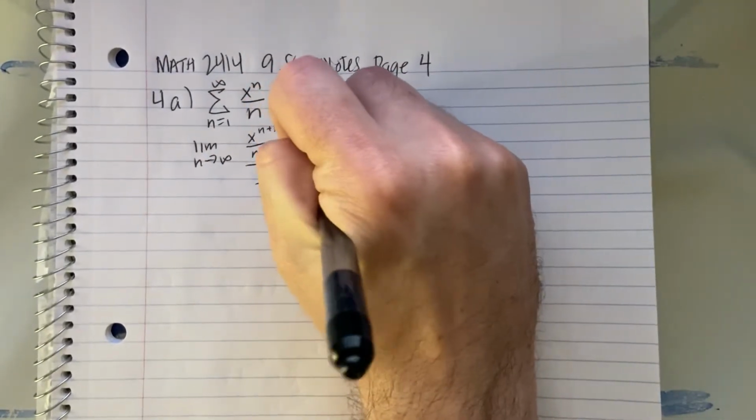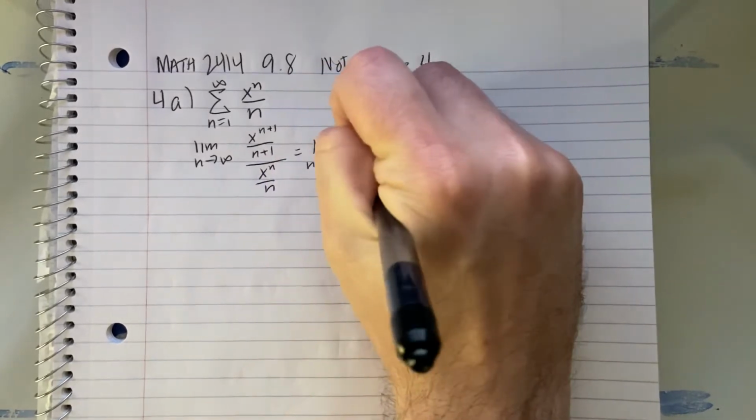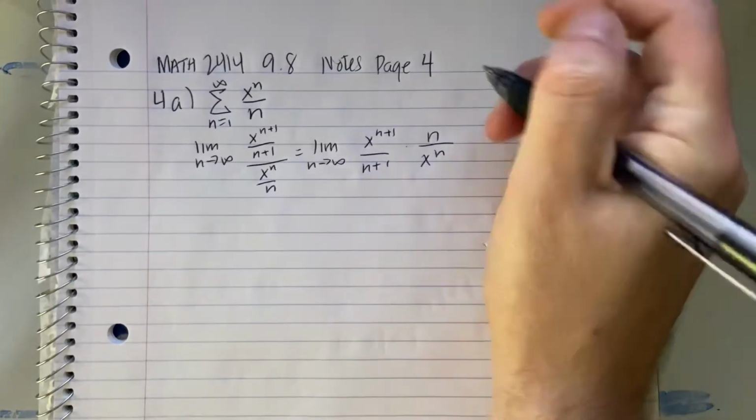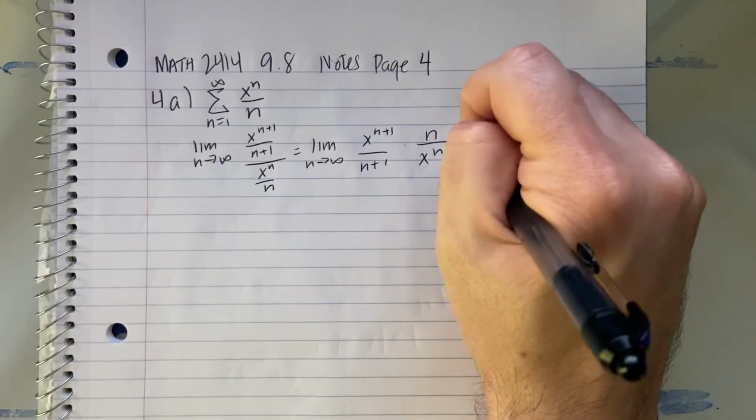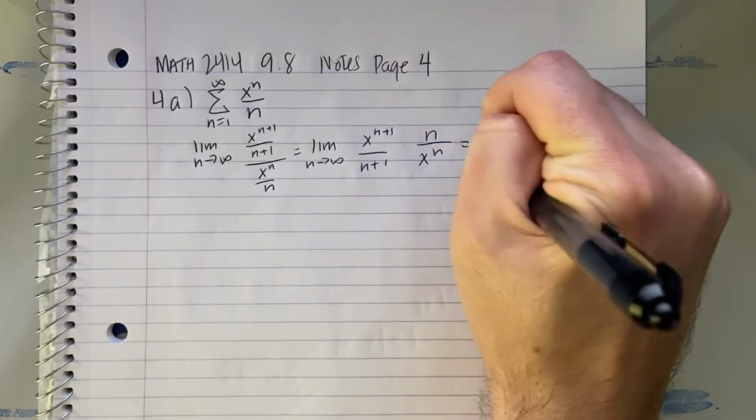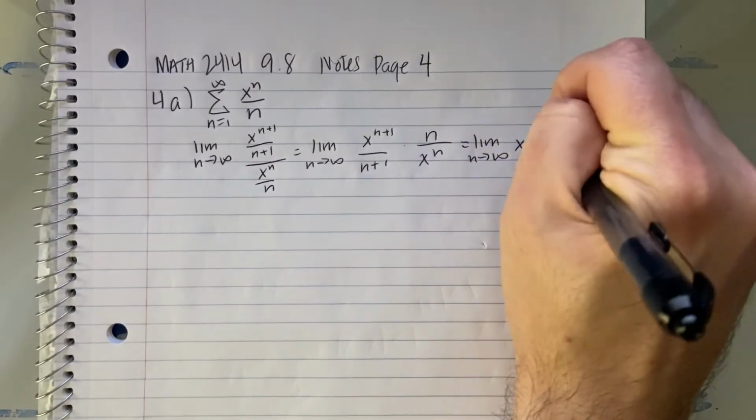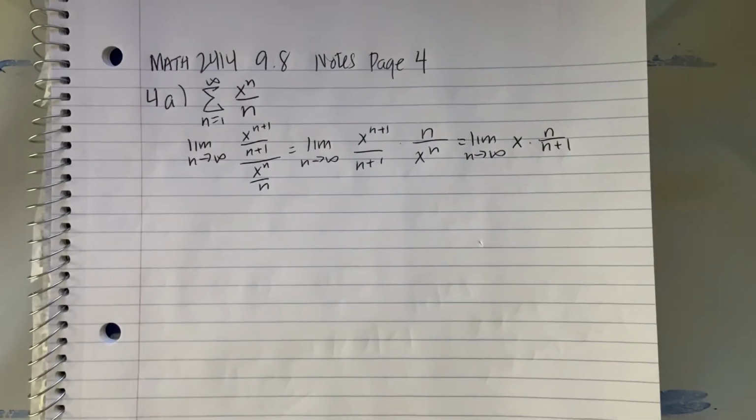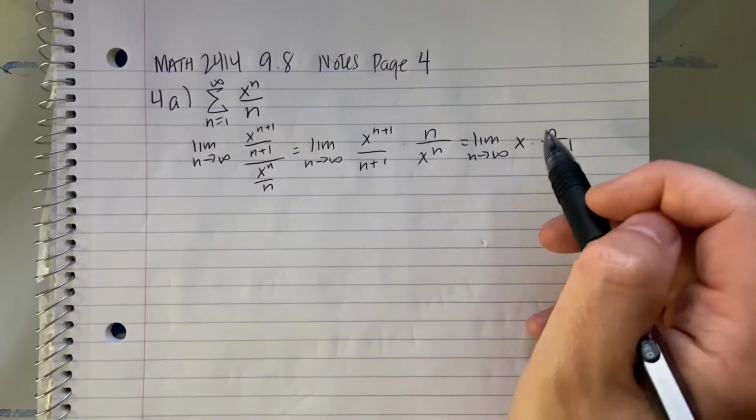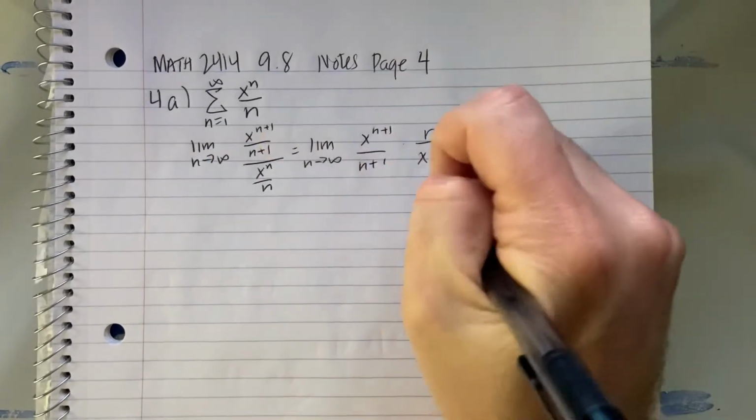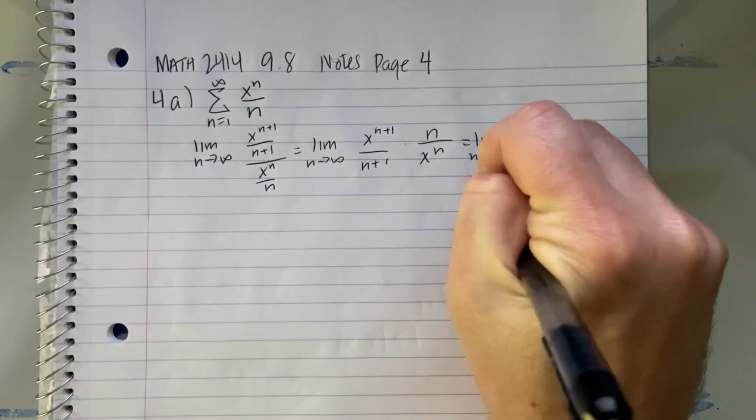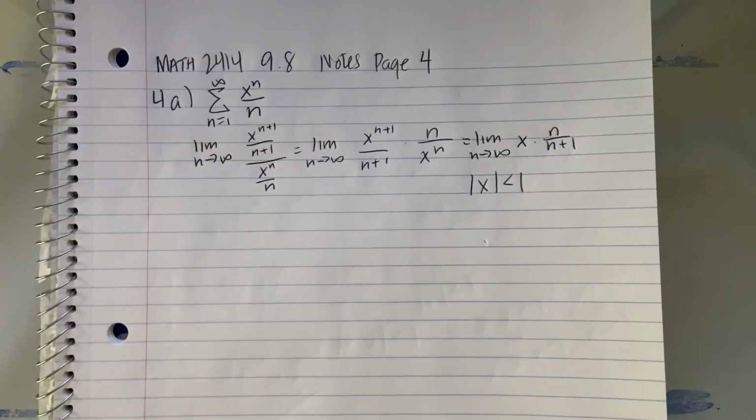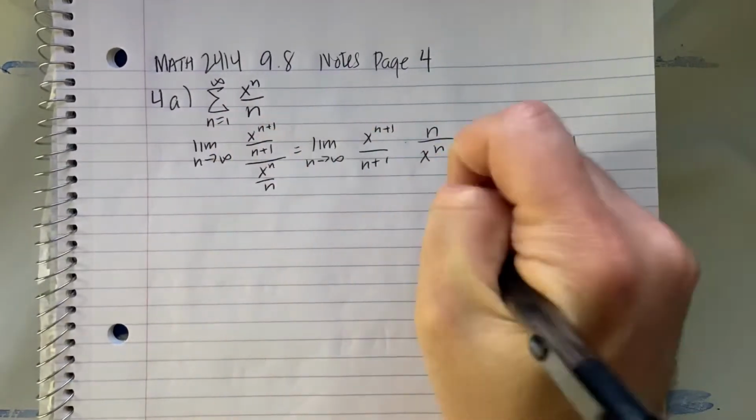This will be the limit as n goes to infinity of x to the n plus 1 over n plus 1, times n over x to the n. All of the x's except 1 will cancel out. That's x times n over n plus 1. Of course, this is going to converge as long as the absolute value of x is less than 1. So we get absolute value of x is less than 1. It's centered at 0 because there's no x minus 1, so that gives us the interval from -1 to 1.